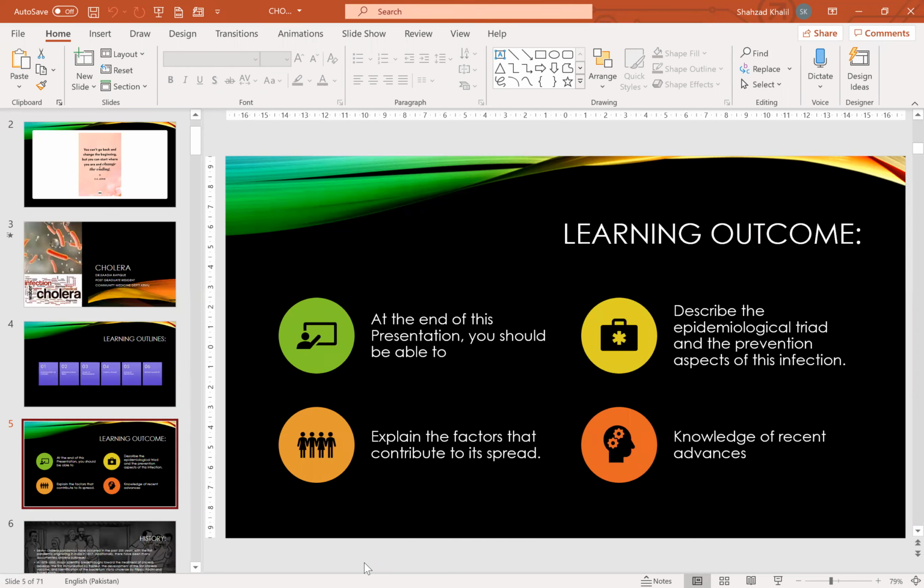Learning outcome. At the end of this presentation, you should be able to describe the epidemiological triad and the prevention aspects of this infection, explain the factors that contribute to its spread, and have knowledge of the recent advances.